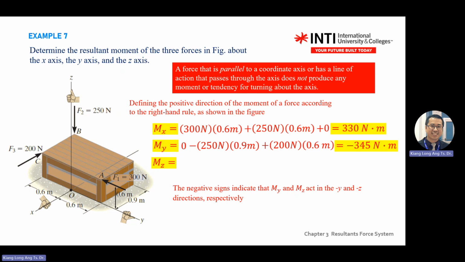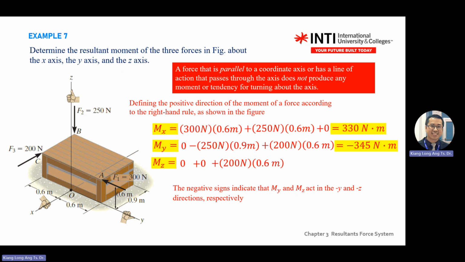Okay. F1 will rotate 0.6. F1 multiply 0.6. No, F2. F1. Okay. F1, because it goes along the axis, no R.